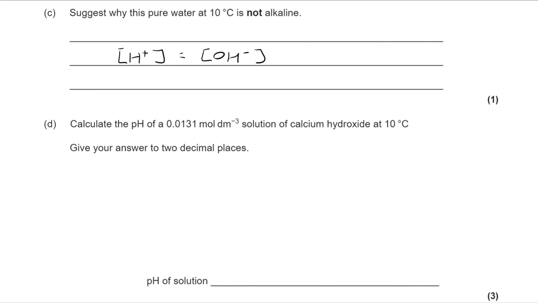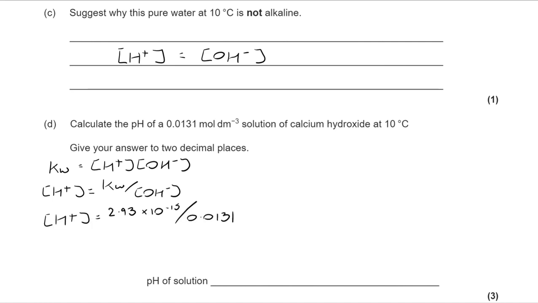Now, moving on to this calculation here, we've got the calculation of the pH of a strong base, calcium hydroxide. I'm still going to start with Kw. And I'm going to rearrange it to make H plus the subject. Now, when I look at my concentration of calcium hydroxide, I know that because it's a strong base, it fully dissociates. So my concentration of hydroxide is 0.0131 multiplied by 2. And to get that, you've got to remember that calcium hydroxide is Ca(OH)2. There are 2 hydroxides within there.